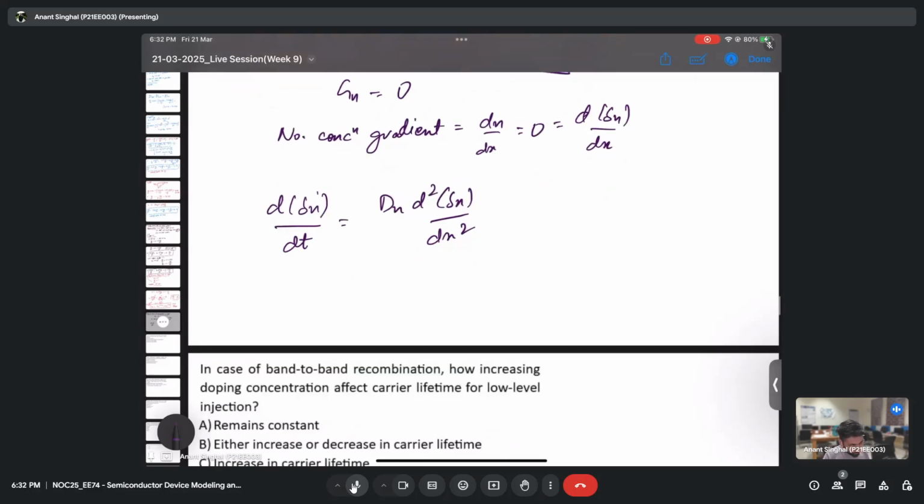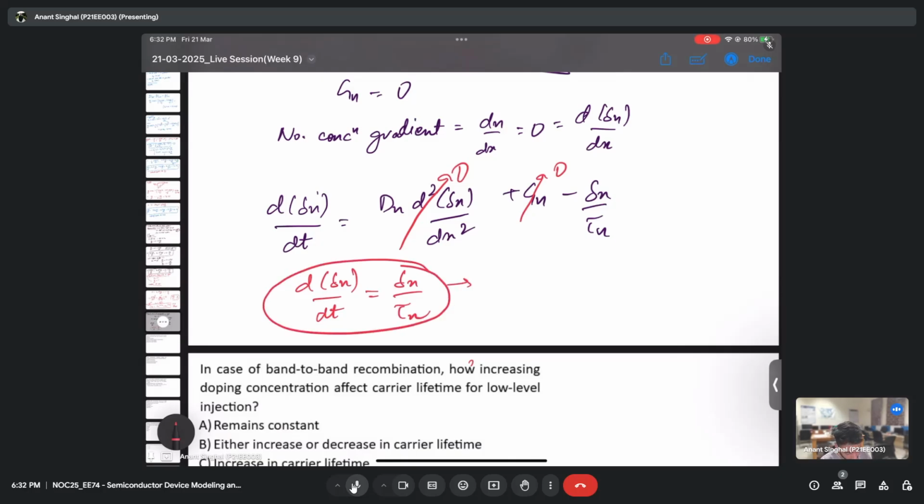d2 del n over dt, so this term now will become 0 because we have taken no concentration gradient, plus gn minus rn. Let me write the whole equation. So what I am now saying is this will become 0 because no concentration gradient, no light. So this is a very straightforward equation, that is d del n over dt, which is straight away a first order differential equation, and the log is a solution.